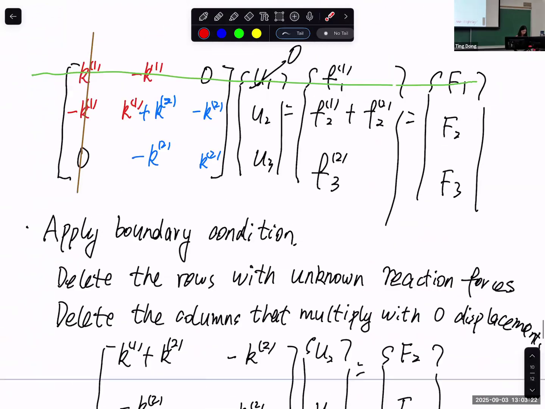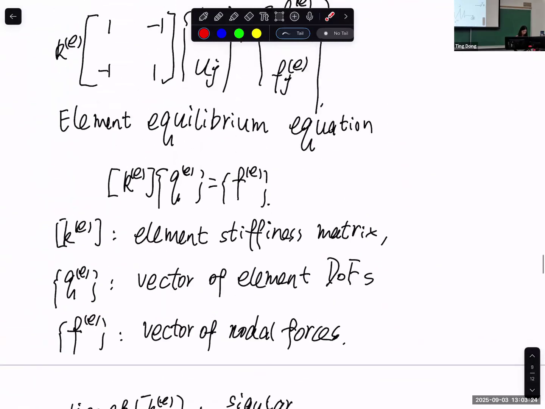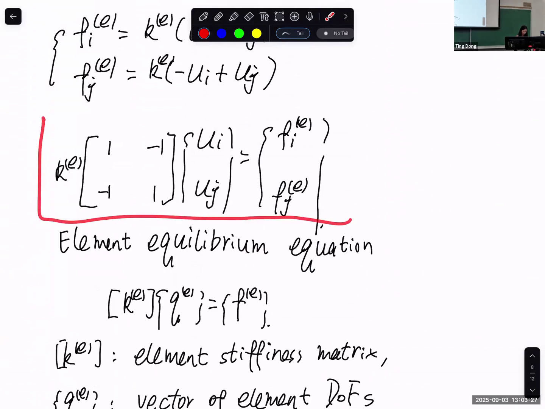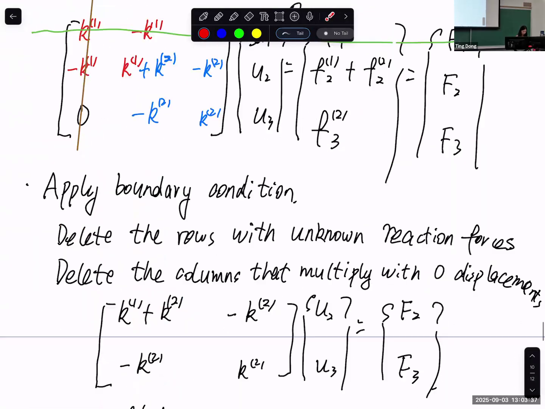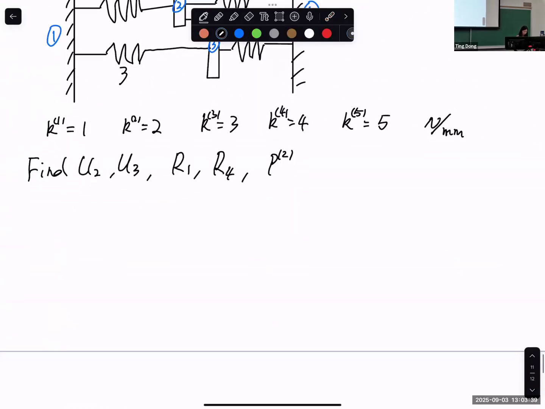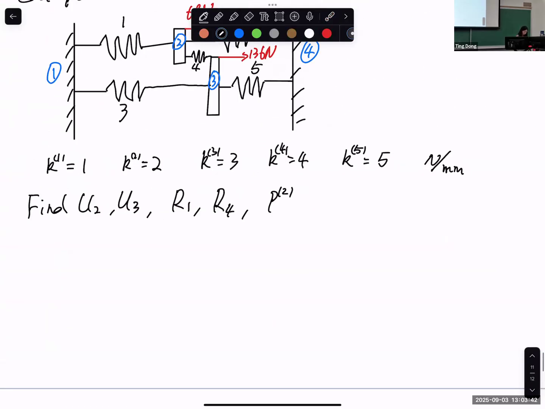Since I already mentioned that this is our basic equation, this one, negative 1 doesn't change. The only thing that changes is the K. So now for our 5 elements, I can write 5K. Let's use a different color. For element 1, I use superscript 1 to represent the K matrix for element 1, and it becomes 1, negative 1, negative 1, 1.